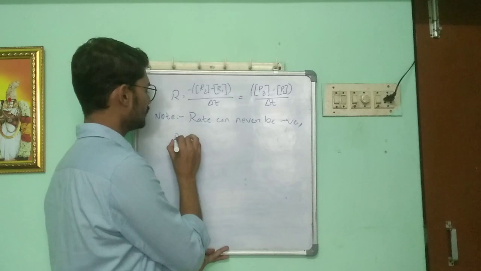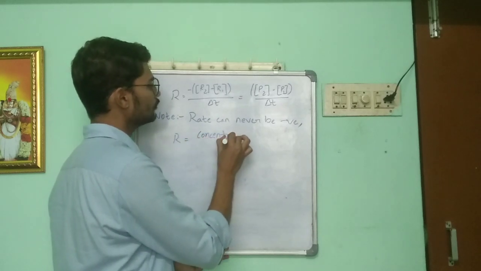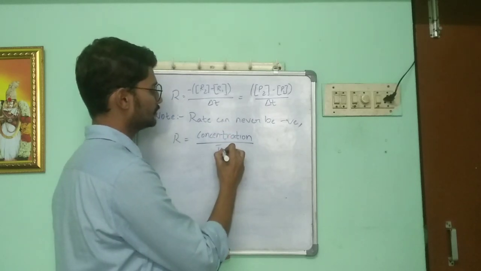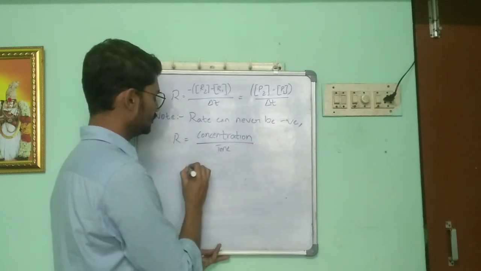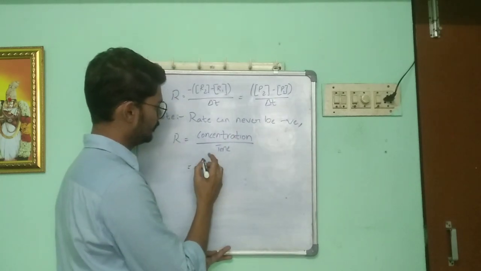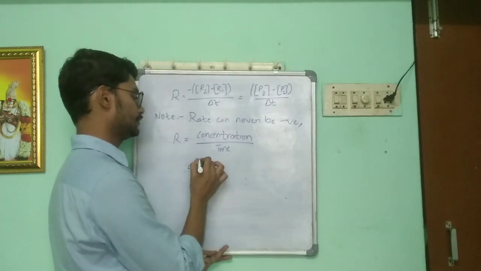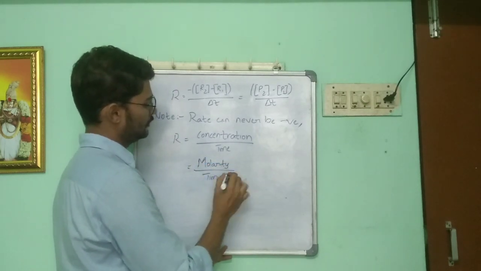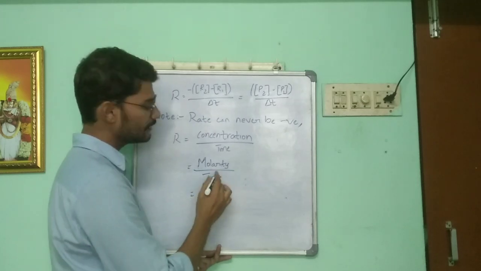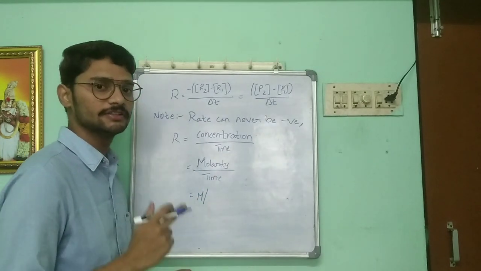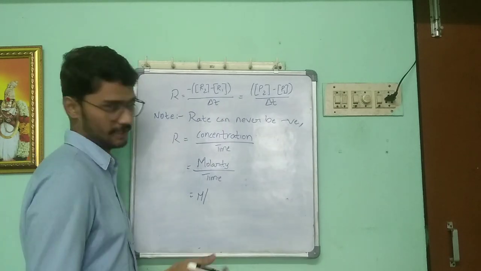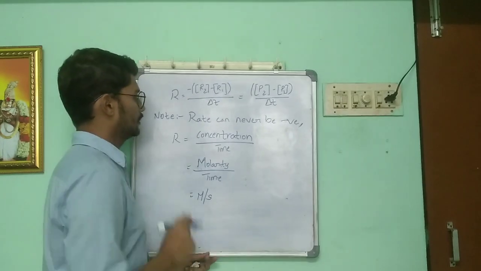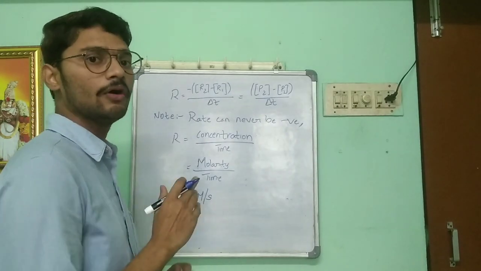So now we will try to know the units. Rate is nothing but concentration per time. We have understood what concentration and time are, and we have understood what rate is. So what is the unit of concentration? We represent concentration in molarity, moles per liter, divided by time. For time we have different units. We represent it with seconds, minutes, hours, days, weeks, etc. Here we are just representing time with seconds. So the unit of rate is molar per second.